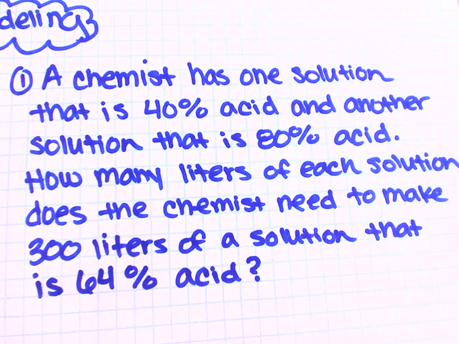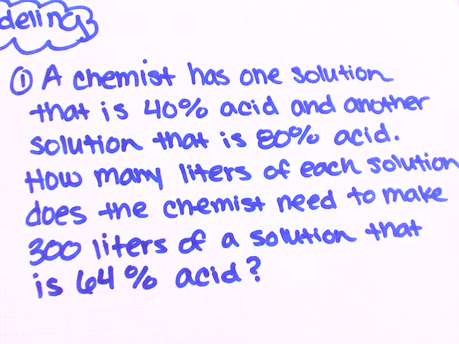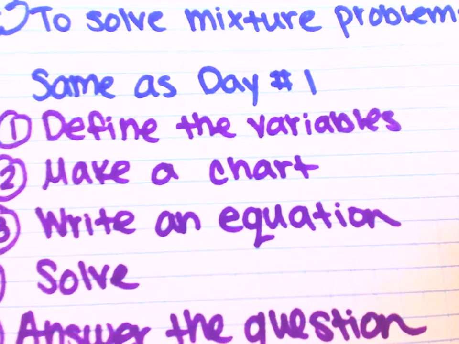So unlike yesterday, they're not giving us prices, they're giving us percentages. That's the only difference. So it's saying that this chemist has a bottle of acid that's 40% of the solution of acid. He has another one that's about 80%. What he wants to do is combine the solutions into 300 liters, but have it only be 64% acid. Okay? So going back, we need to define our variables.